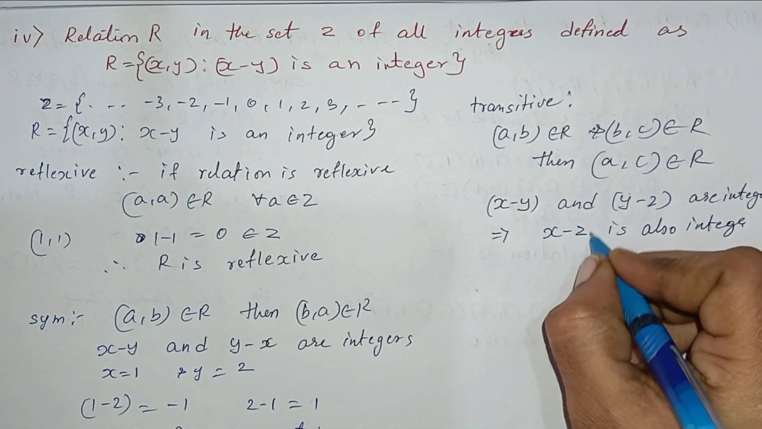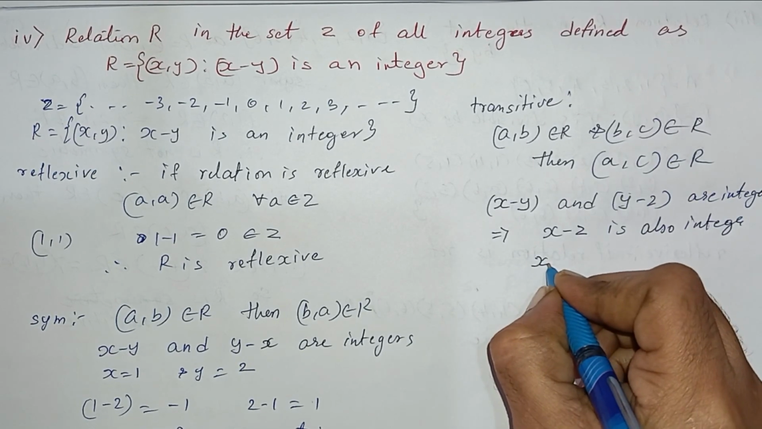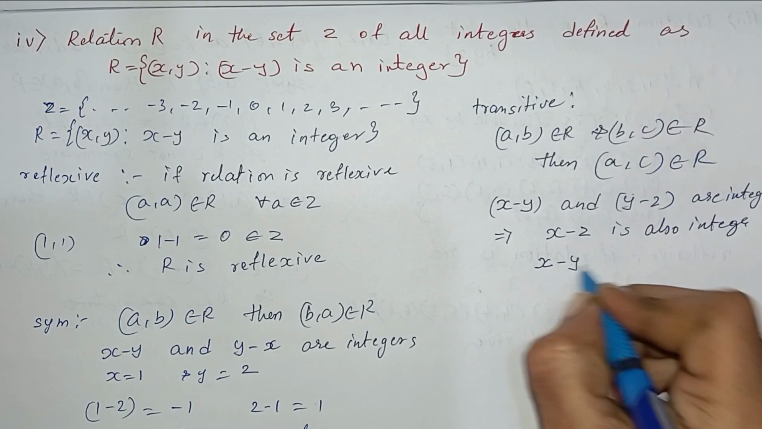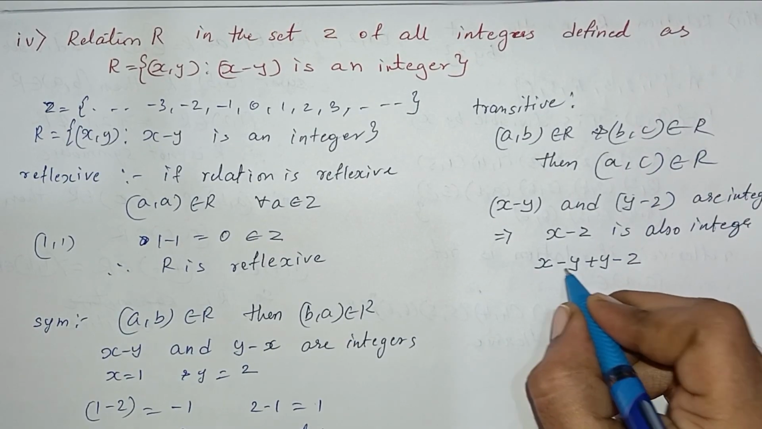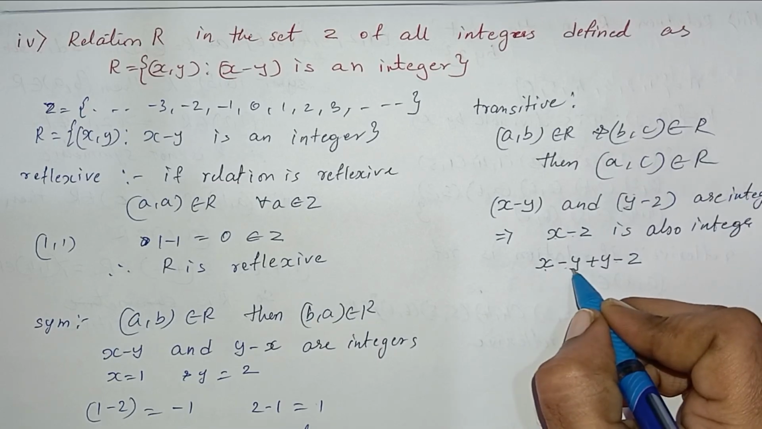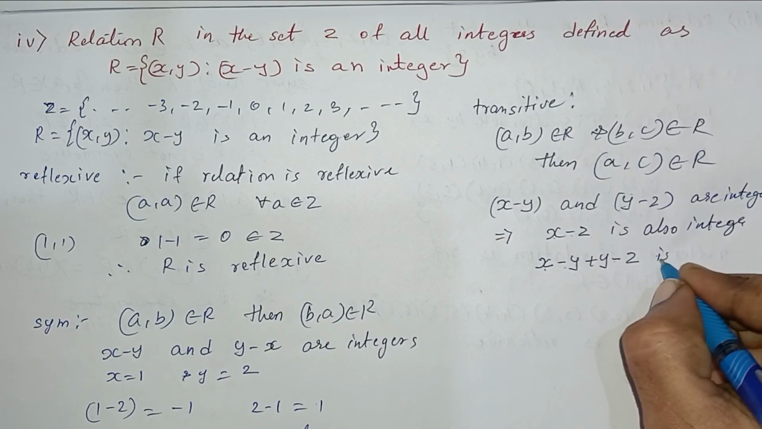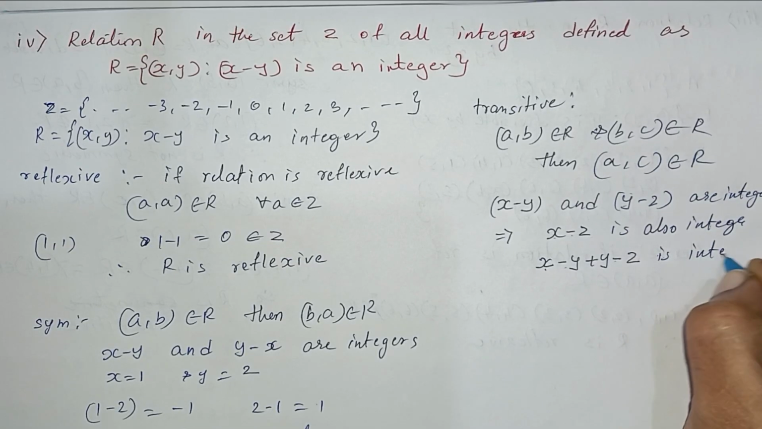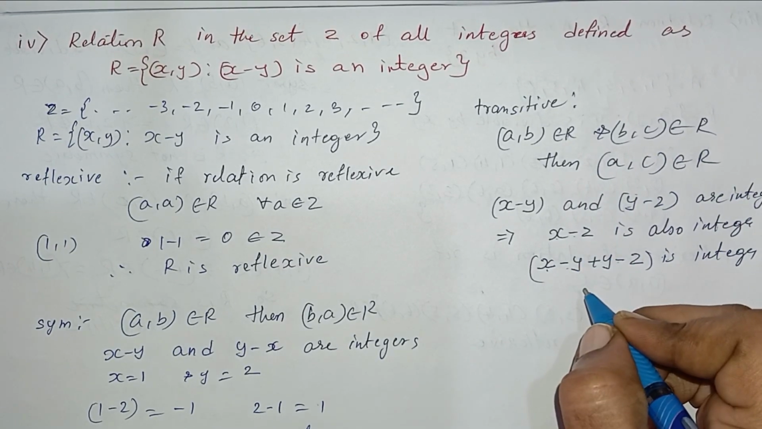So we can rewrite x minus z as x minus y plus y minus z. You can see that y and y cancel. So I can write x minus z as (x minus y) plus (y minus z), which is also an integer. So we can write it like this also.